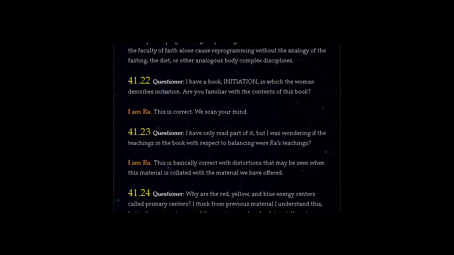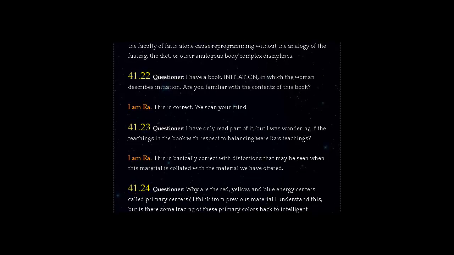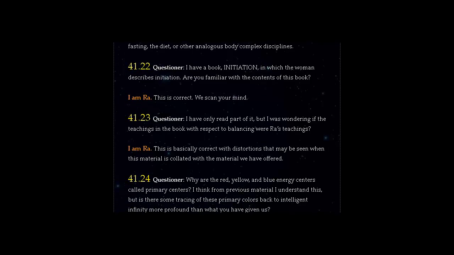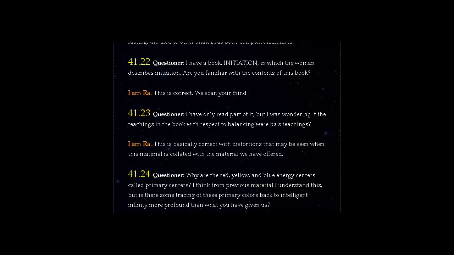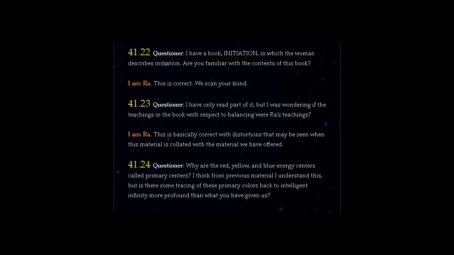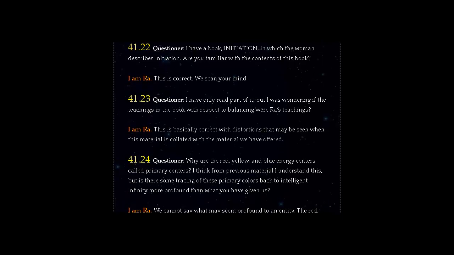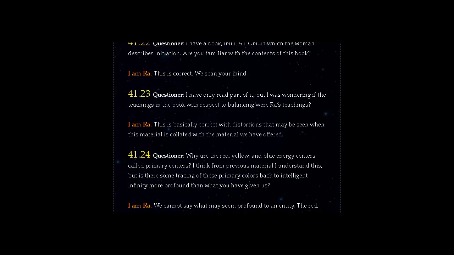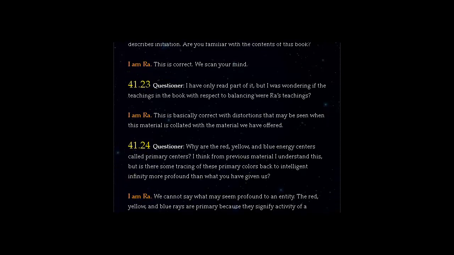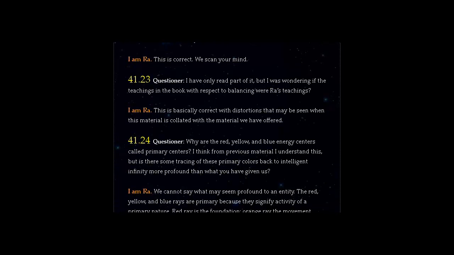Question 41.24. Questioner: Why are the red, yellow, and blue energy centers called primary centers? I think from previous material I understand this, but is there some tracing of these primary colors back to intelligent infinity more profound than what you have given us? Answer: I am Ra. We cannot say what may seem profound to an entity.